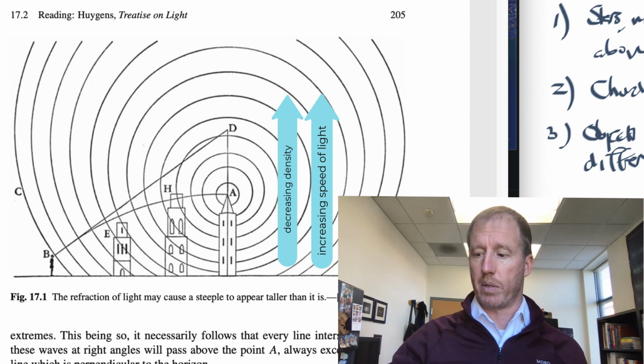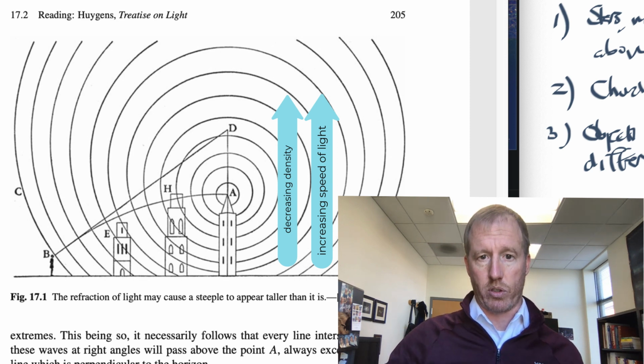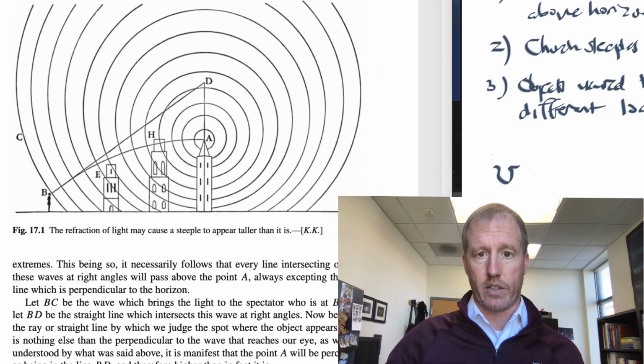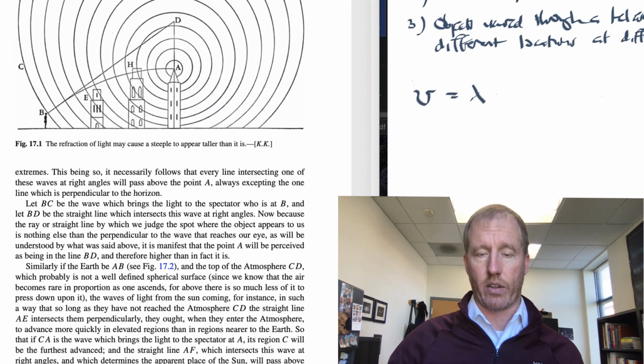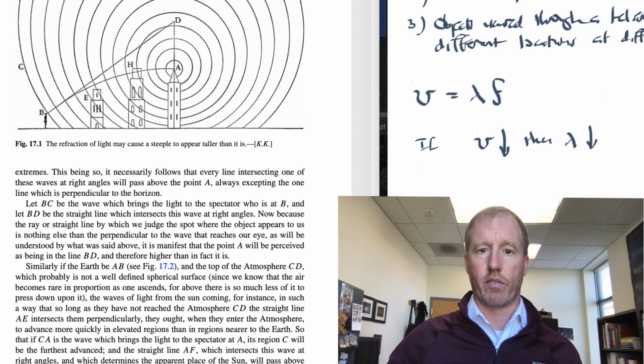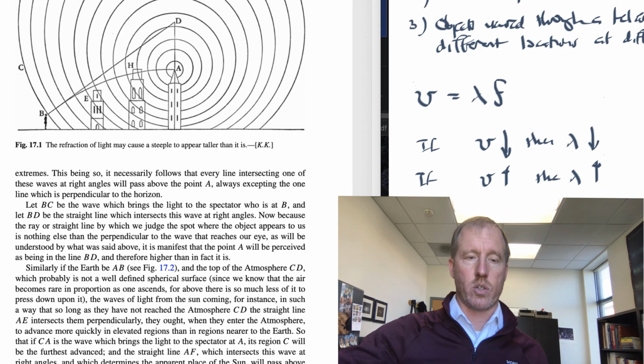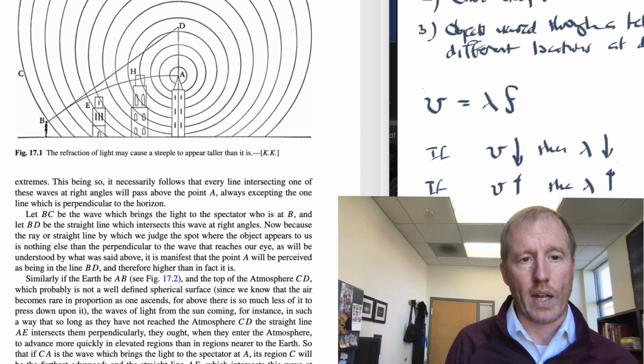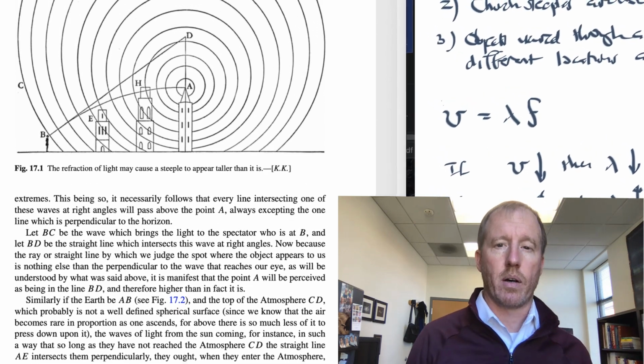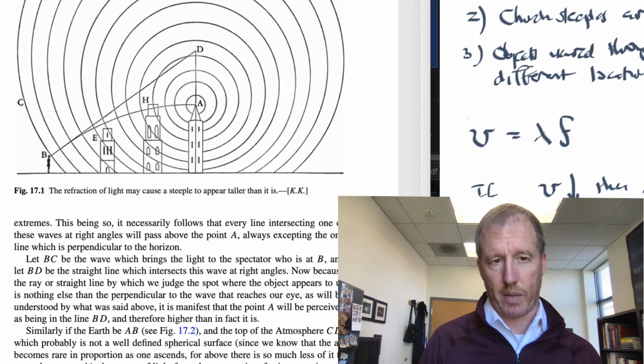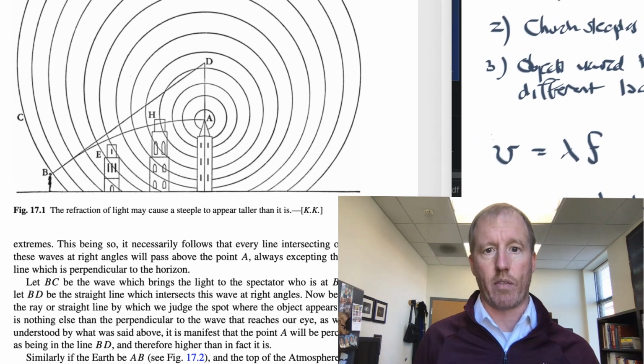Now, what does this imply? Well, if the waves travel more slowly, since the speed of light is equal to the wavelength times the frequency, if the speed goes down, then the wavelength goes down. And conversely, if the speed is higher, then the wavelength is going to be longer. So notice that in this diagram, the waves that are propagating upward, the compressions of the ether, you might say, or the distance between the peaks of the wave, are farther apart.